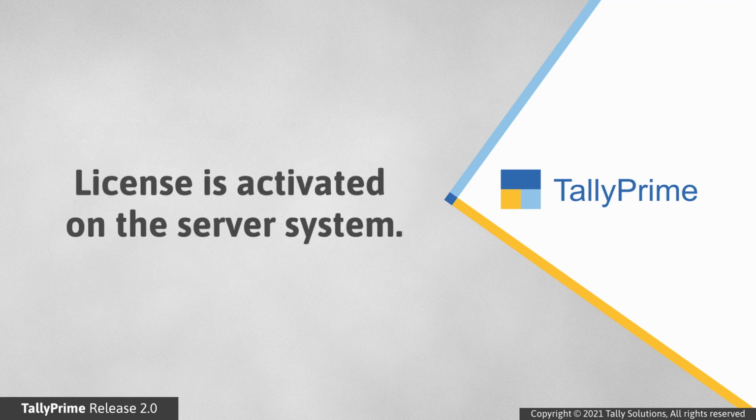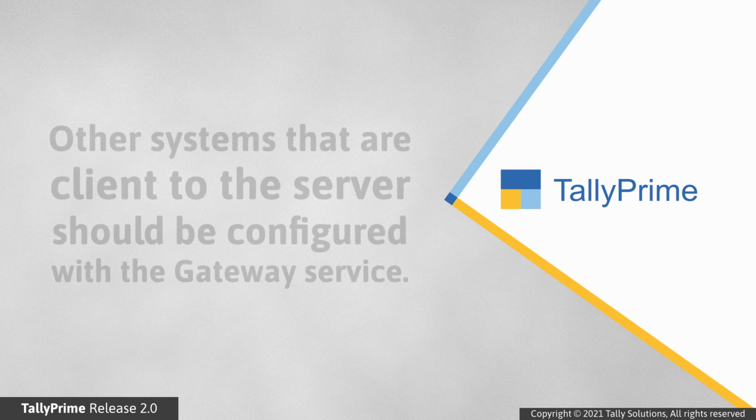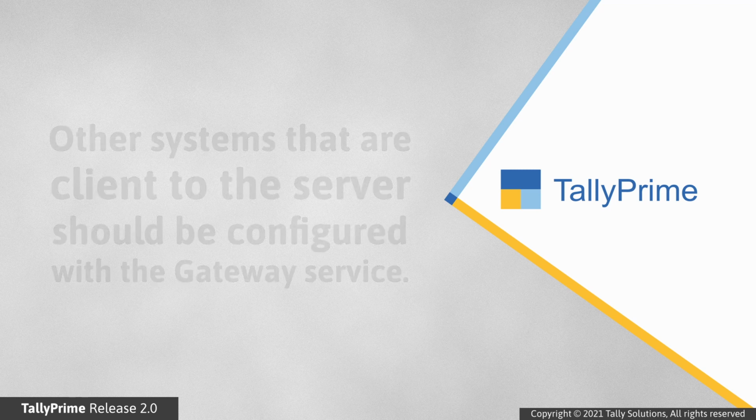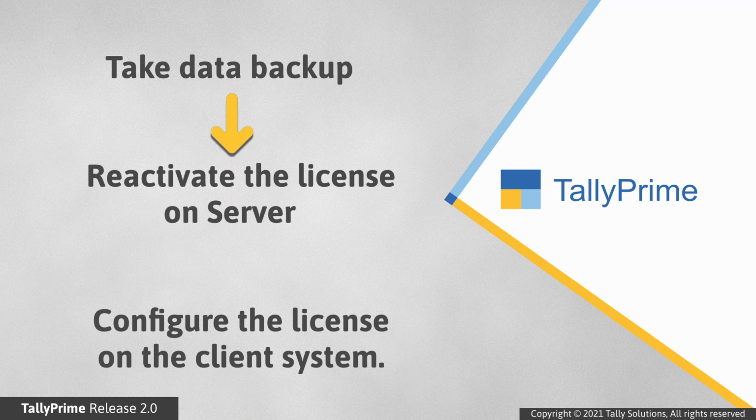In a multi-user environment, license is activated on one of the systems, which becomes the server system. Other systems become clients to the license server system. These clients should be configured to connect to the license gateway service installed in the server system. We recommend you take data backup and reactivate the license on the license server system, and then you can configure the license on the client system.